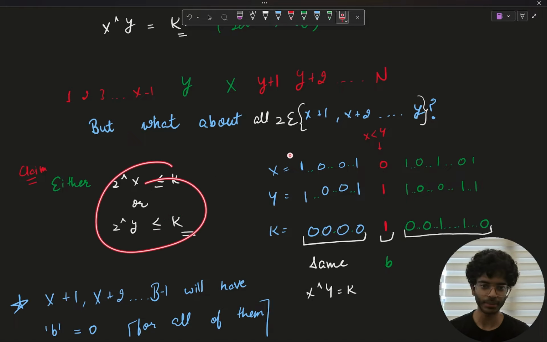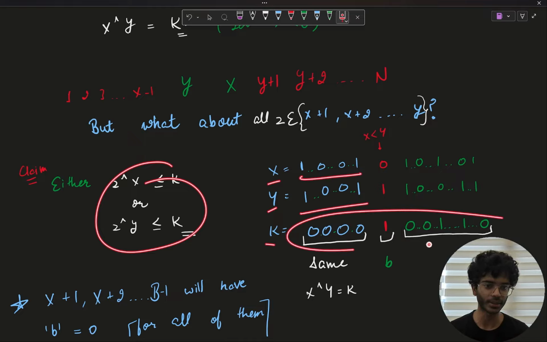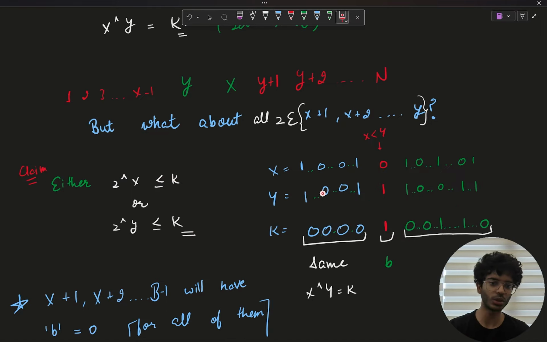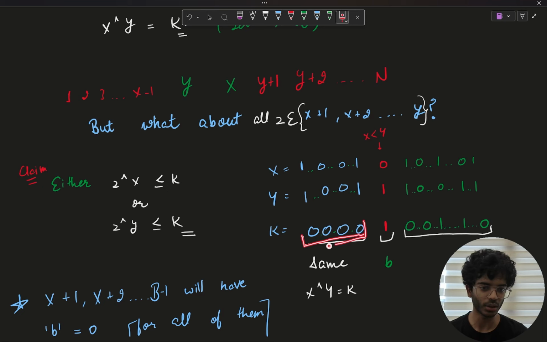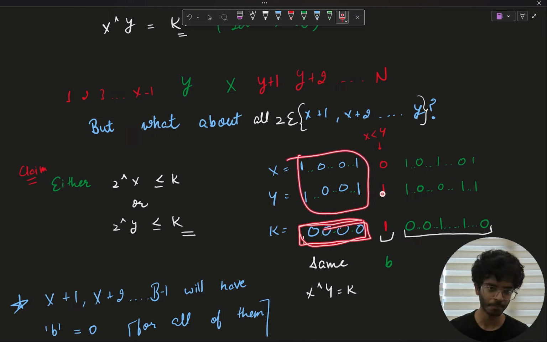And to prove this claim, let us say that x is of this form and y is of this form, and this is our k. And we have x XOR y is equal to this k, right? So for some initial bits, all of them would be equal, because k has 0 at all of these places, so all of them have to be the same.